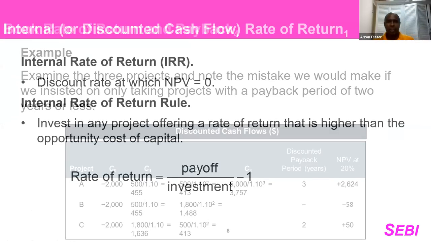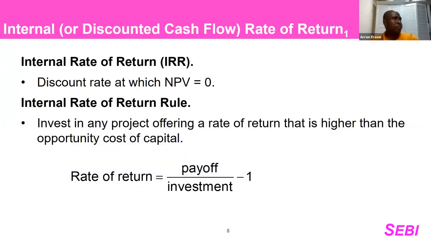So then finally, we look at the internal rate of return, or otherwise called the discounted cash flow rate of return. So this is the discount rate that will give you an NPV of zero, right? So all the time when we've been using NPVs, we've looked at different NPVs, we've gotten positive NPVs, in some cases negative NPVs, but the internal rate of return is that discount rate that when you calculate the NPV of a project, you will get zero. Right? So the rule when using the internal rate of return is that you'd invest in any project that's offering a rate of return. So having found that rate that will give an NPV of zero, if that rate is greater than the opportunity cost of capital, then you will accept that project, right?